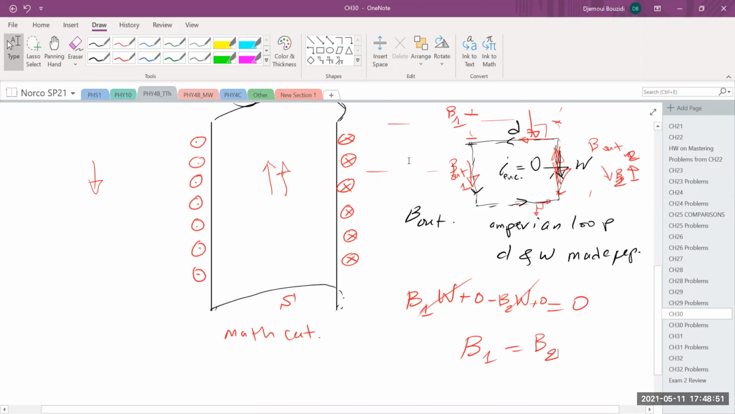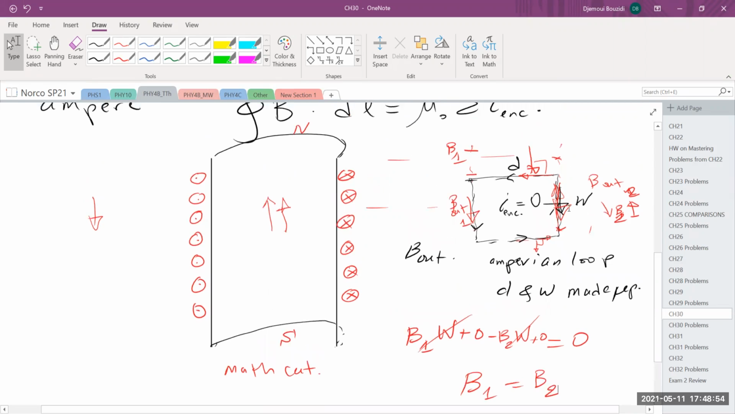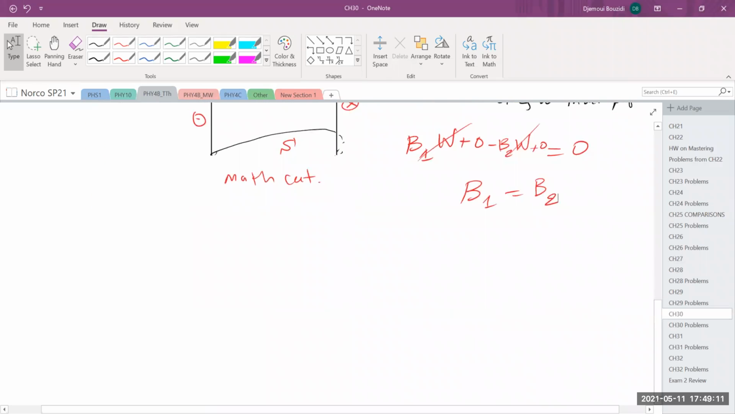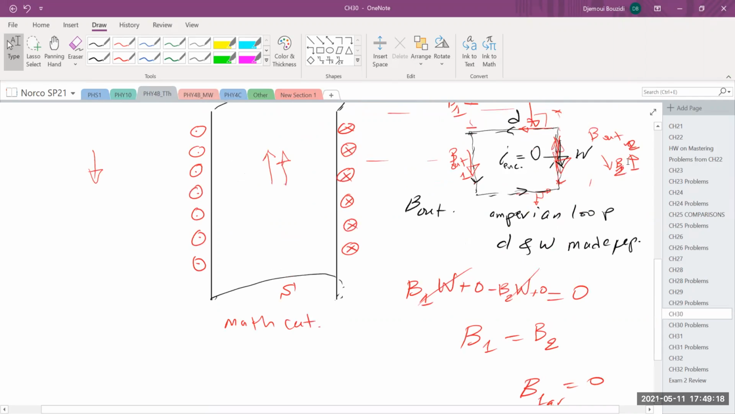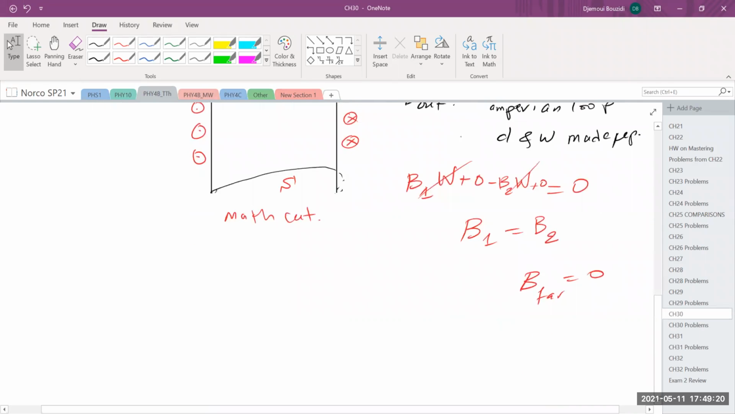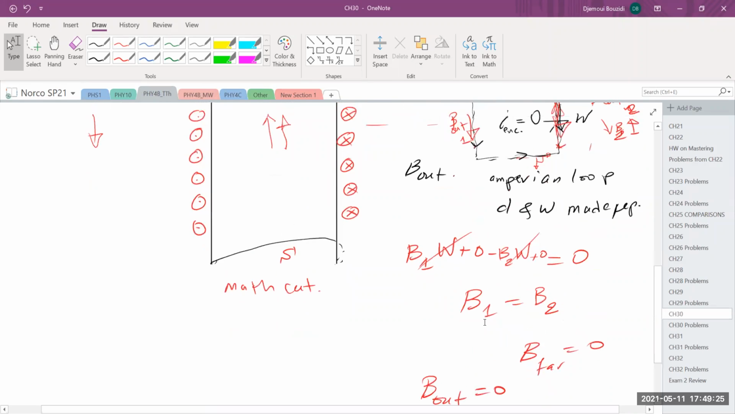So the magnetic field, it doesn't matter how far you are from the solenoid, it's the same value, regardless of how far you are, as long as it's an infinite solenoid. Now the point is that far away from the solenoid, there should be no effect of the solenoid at infinity. So B far, B at infinity, must be equal to 0. Since it's the same value everywhere outside, everywhere outside must be 0. So B out must be 0. The magnetic field outside of the solenoid is 0.